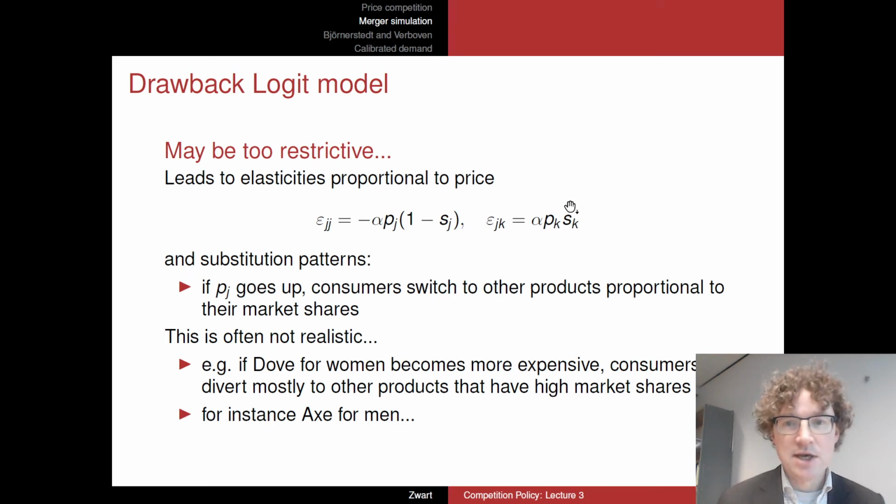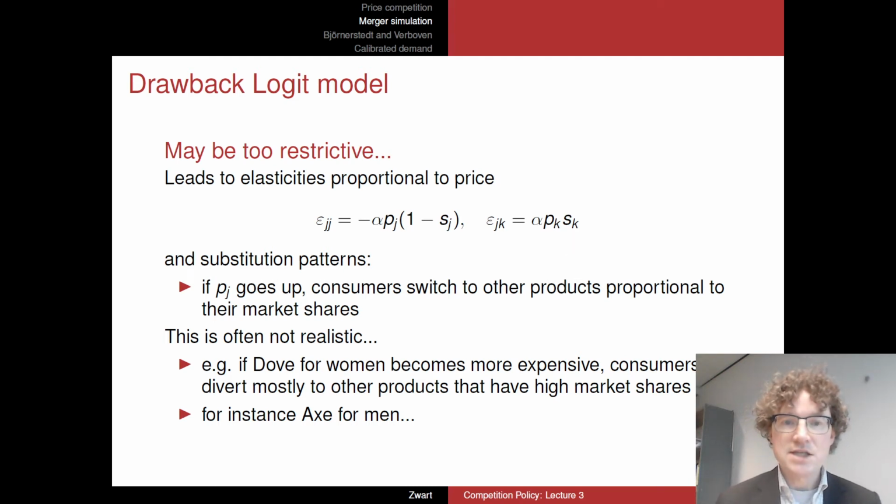The second disadvantage is, if you look at the cross price elasticities, which govern the substitution patterns between these different products, you see that those cross price elasticities are completely proportional to the market share of the product that you will shift your attention to if you go away from your first product. So if product J increases in price, you will shift away your attention to other products. But on average here, this shift occurs by and large in proportion to the ex-ante market share of all those other products.